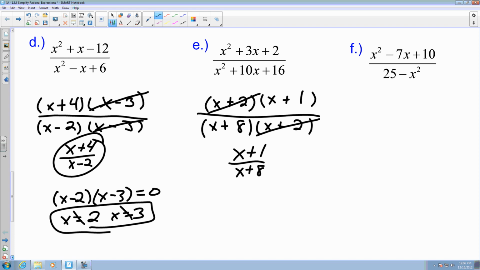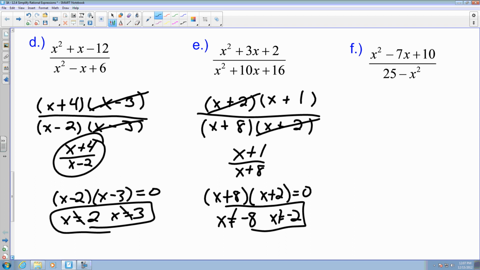And if I go back to my denominator to find my excluded values, set that equal to 0, which means that by using the zero product property, my x would have to equal negative 8, and x would have to equal negative 2. So that means that those values have to be excluded, so those values could not equal x for this expression.